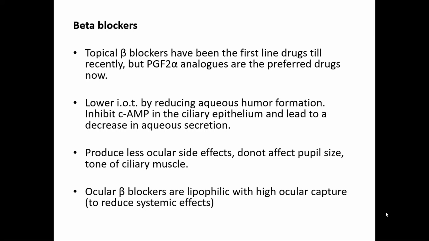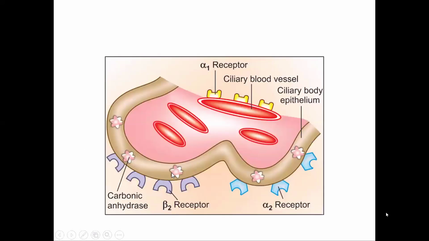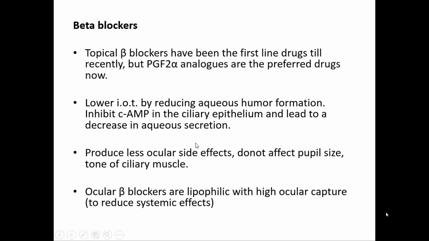So what is the mechanism of action of these beta blockers in the treatment of open angle glaucoma? They lower intraocular tension or pressure by reducing aqueous humor formation, by blocking the beta 2 receptors that are present on the ciliary epithelium. And when the beta 2 receptors on the ciliary epithelium are blocked, this inhibits the formation of cAMP in the ciliary epithelium, and now this will lead to the decrease in aqueous humor production or secretion.